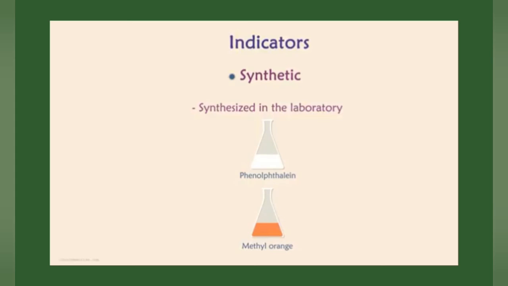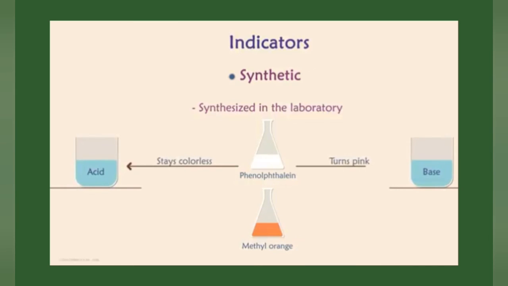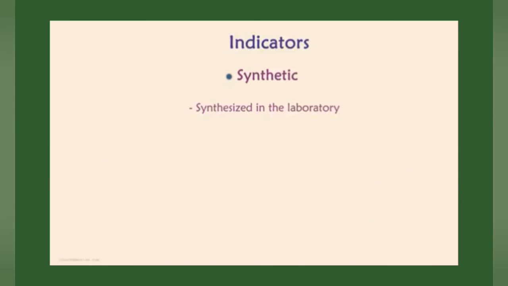Phenolphthalein is a colorless liquid and remains colorless with acid but turns pink with a base. Methyl orange is originally orange in color and turns red with acid and yellow with base. If you noticed, the following indicators only tell us the acidic or basic character of a solution, but it doesn't tell us the strength of the acid or the base. That's what brings us to the universal indicator.